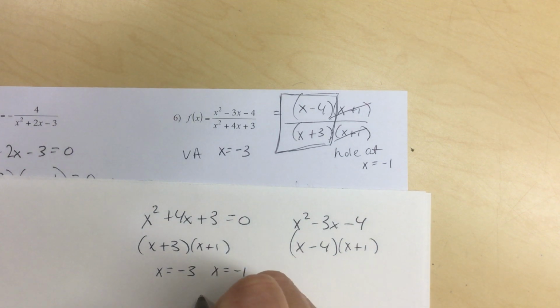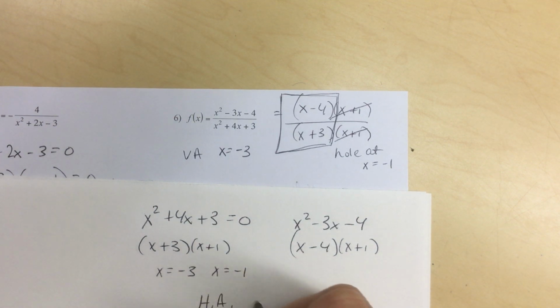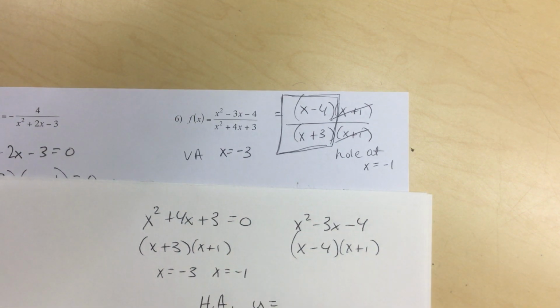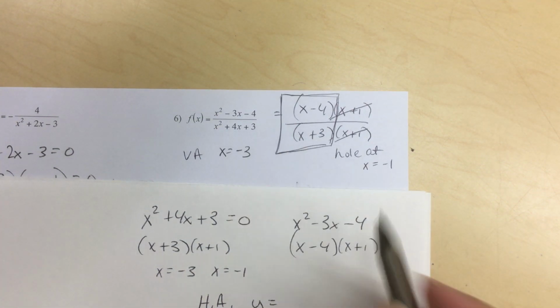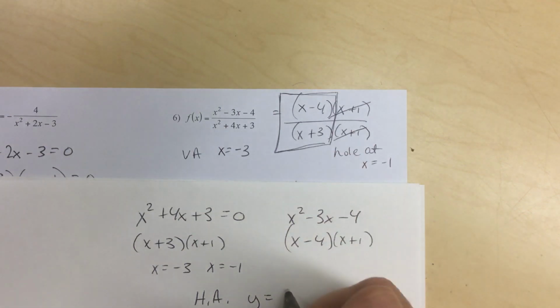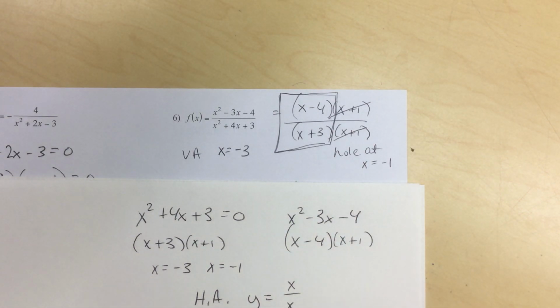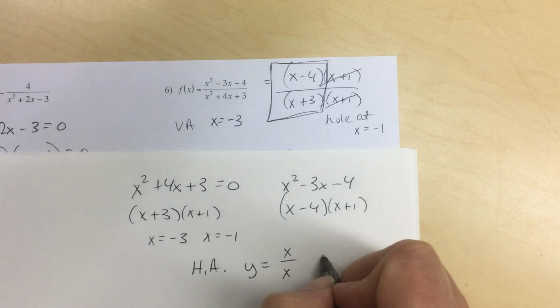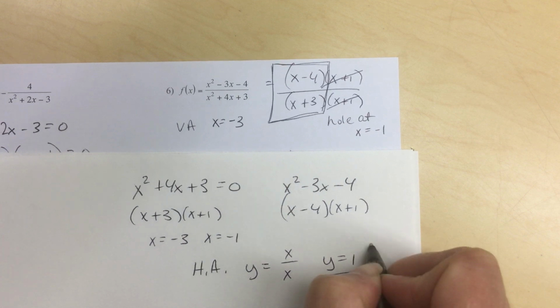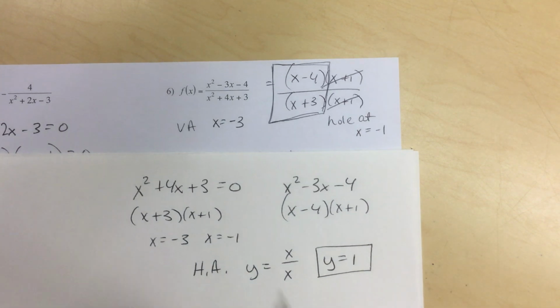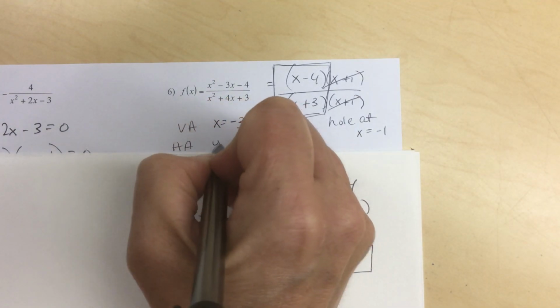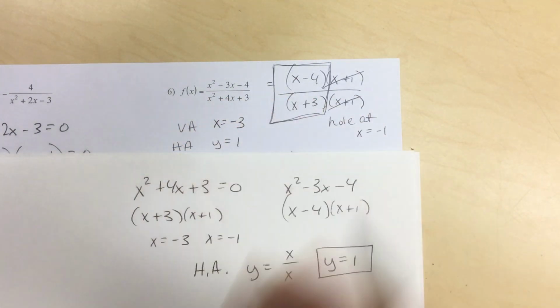Exactly, horizontal asymptote. So we take the highest power of x on top, and this doesn't matter if you go from the original or if you go from after you factored. If we go after we factored, we get an x on top and an x on the bottom. x divided by x is 1. So y equals 1 is our horizontal asymptote. So the horizontal asymptote is y equals +1.